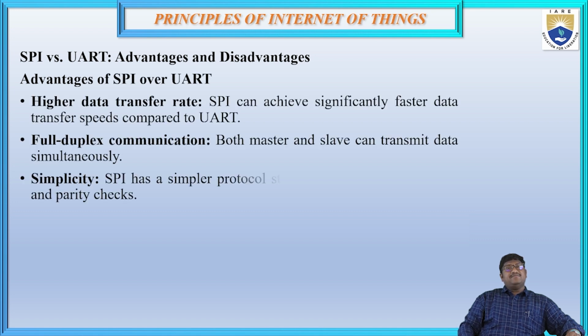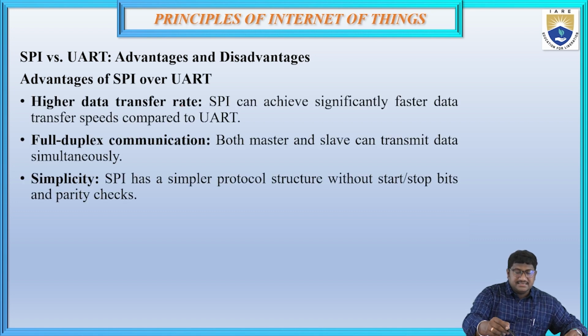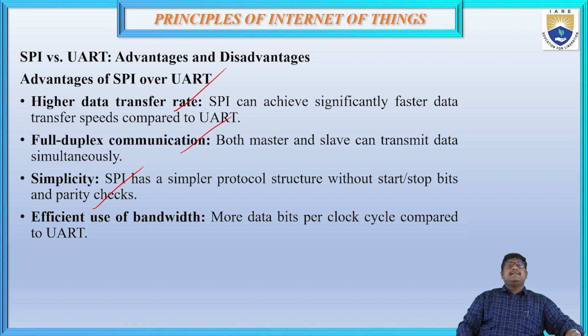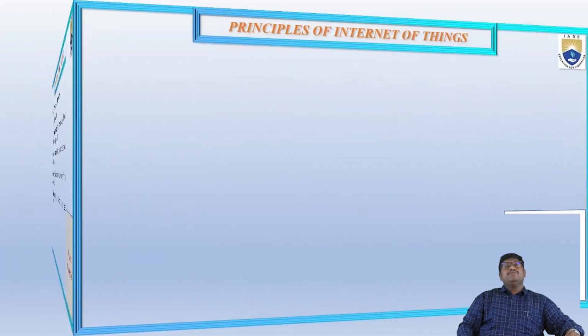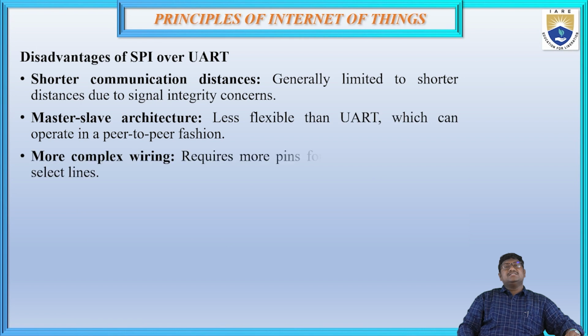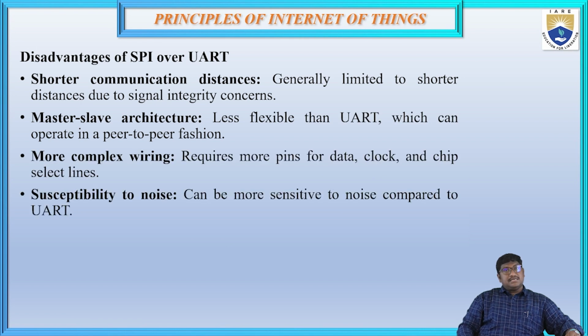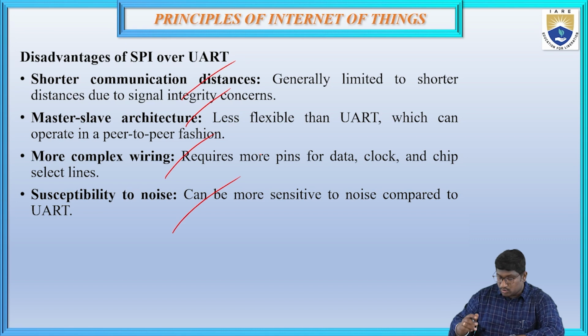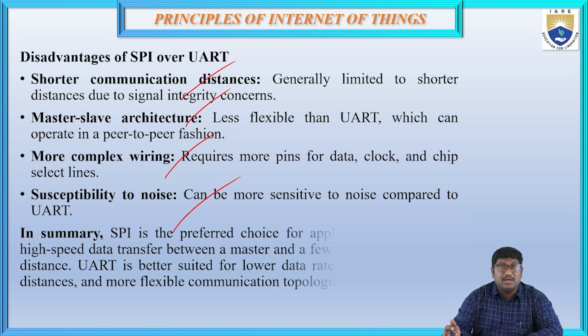And now we will see the advantages of SPI over UART. The advantages are high data rate, full duplex communication, simplicity, and also efficient use of bandwidth. And now the disadvantages: shorter communication distance, master-slave architecture, more complex wiring, and susceptibility to noise. These are the disadvantages of SPI over UART, guys.